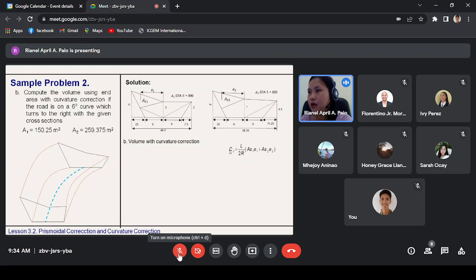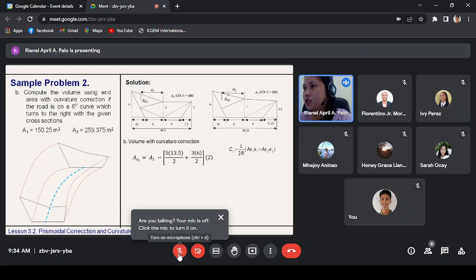So, for our formula for the curvature correction, we have L over 2R times AS1 E1 plus AS2 E2. First, we'll solve for AS1. Our AS1, after we plotted it, we already plotted it in sample 2.A. So let's determine AS1 given our illustration.